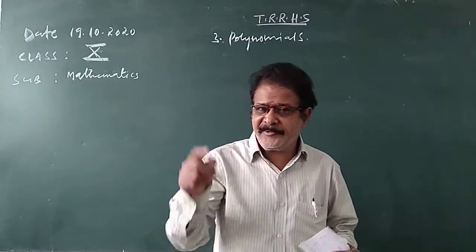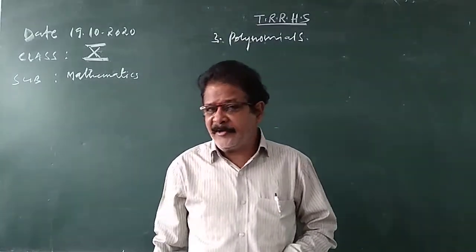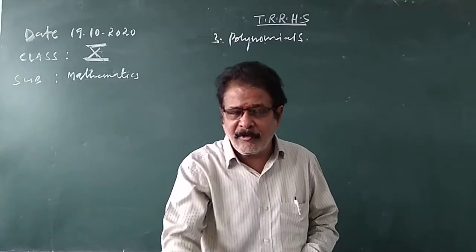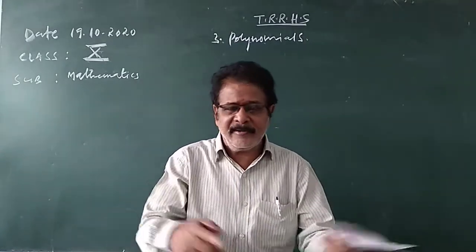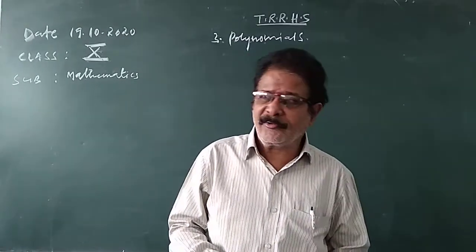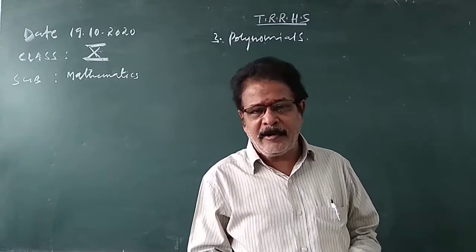The power should not be rational, like 2 by 3 or 4 by 5. It should not be in fractional form. The power should be non-negative, in positive form. If it has a negative power, it is not a polynomial. Now I hope you understood about polynomials and how to recognize them.